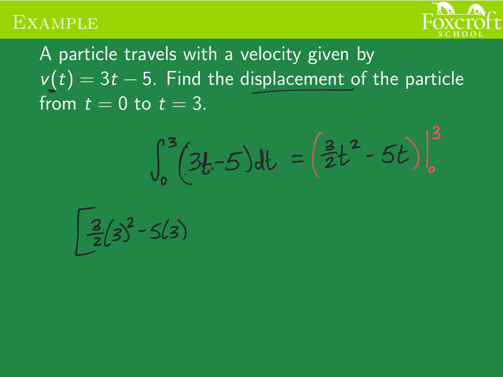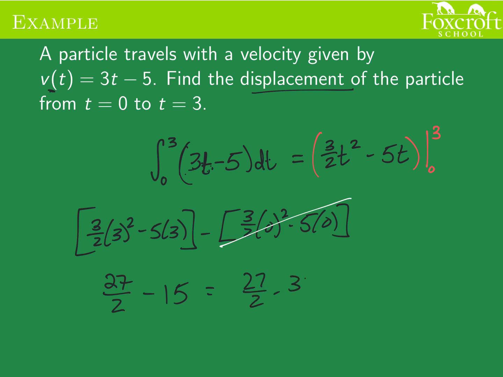All right, that's our first part. Subtract when we put in 0. In this case, fairly straightforward. The whole second term is just a bunch of zeros, so that cancels out. And it's just simplifying. Right, 27 over 2 minus 15, which is 27 over 2 minus 30 over 2, and that's negative 3/2.